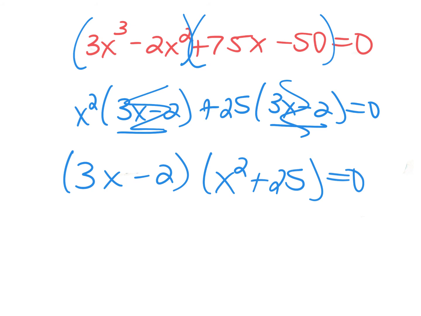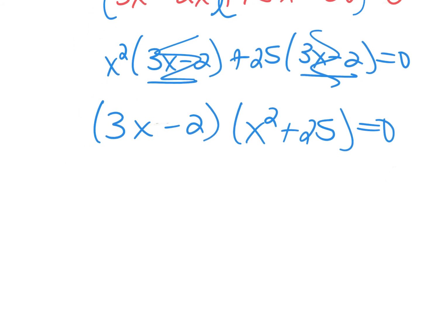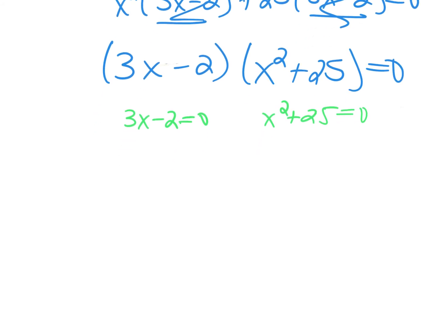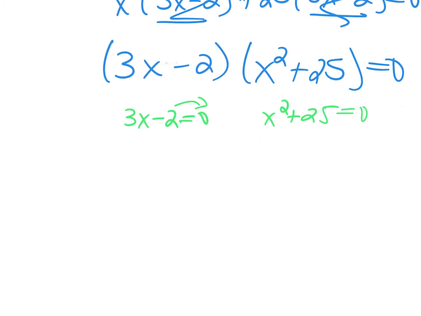Can I break down x squared plus 25? No. If it was x squared minus 25? Yes, but it's not. It's plus. So now I just take each piece and I set it equal to 0. So 3x minus 2 equals 0, and x squared plus 25 equals 0. When we move 2 over, it becomes positive, so you have 3x equals 2. Divide both sides by 3, right? X equals 2/3.